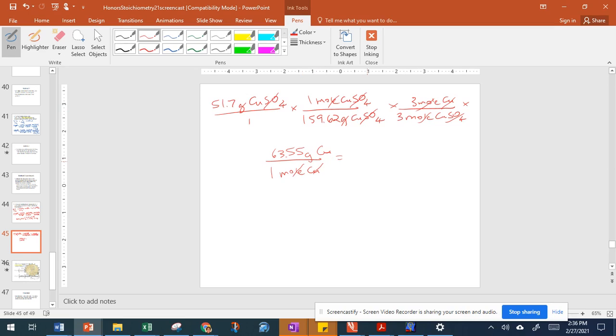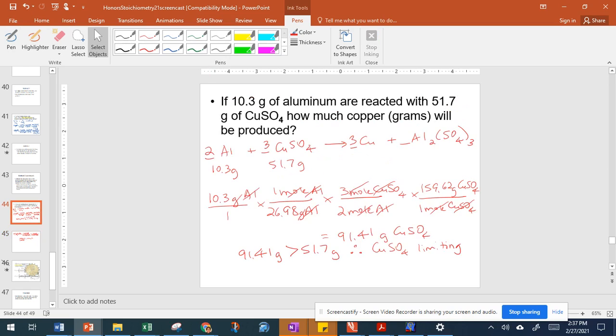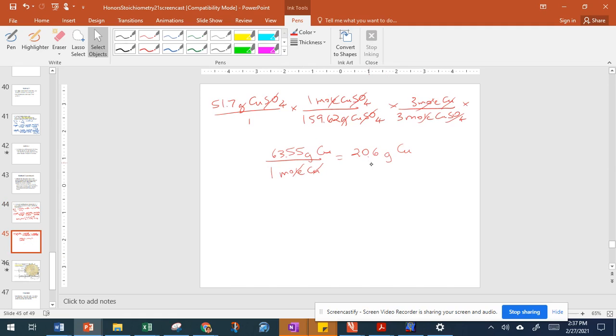And then we calculate this out. So we have 51.7 times 63.55. Remember, 3 divided by 3 is equal to 1. So this tells us that we're going to produce 20.6 grams of copper. And I did 3 sig figs since 51.7 has 3 sig figs. So our limiting, well, actually, it's labeled here. Our limiting is copper 2 sulfate, and we're producing 20.6 grams of copper from that.